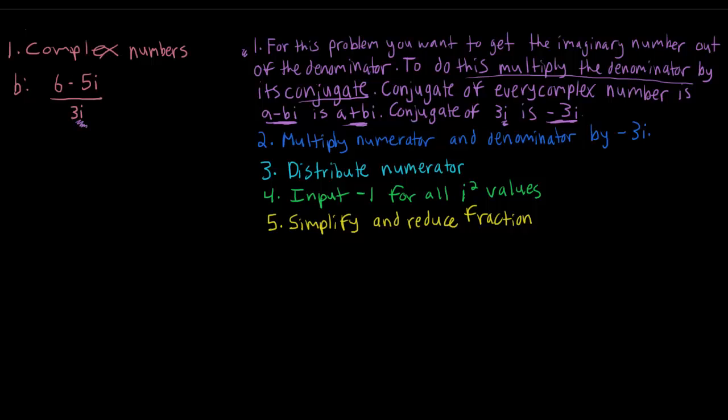So for step 2, we just want to go ahead and multiply the numerator and denominator by negative 3i. So just write the equation again. 6 minus 5i over 3i. And again, we want to multiply the numerator and denominator of this term by negative 3i. So negative 3i times 6 minus 5i, and then also negative 3i times the denominator.